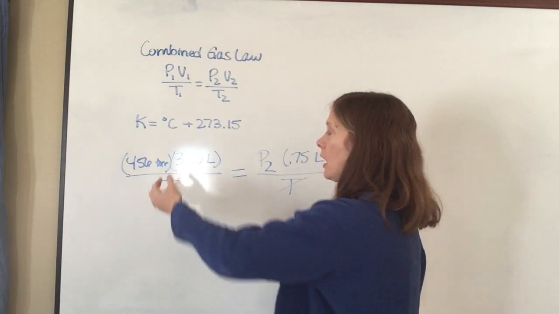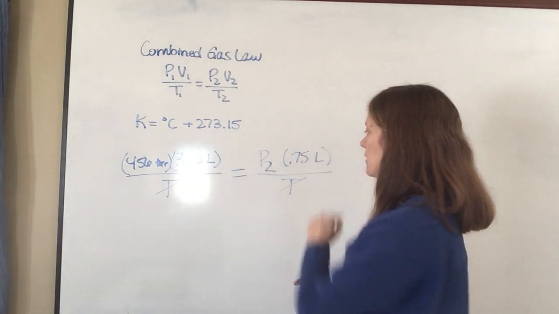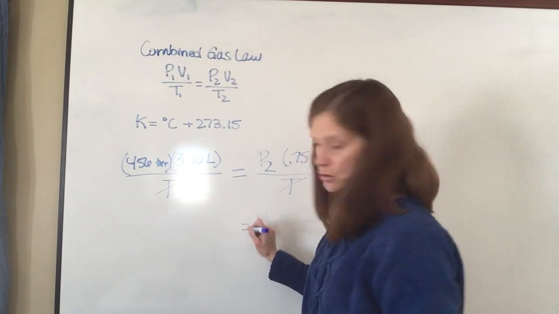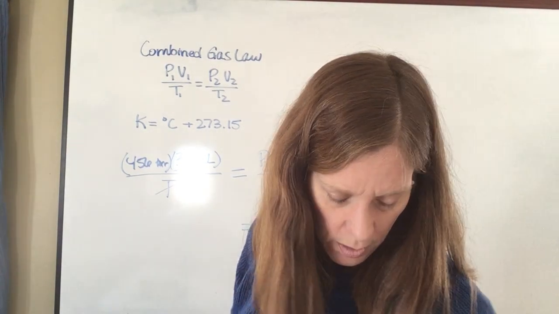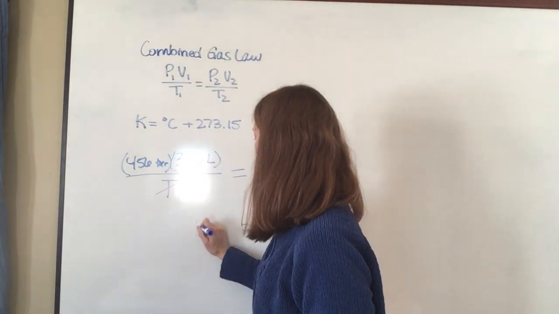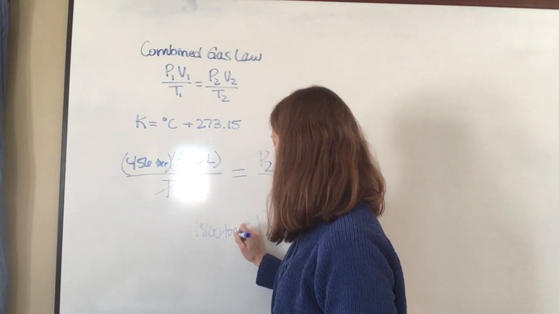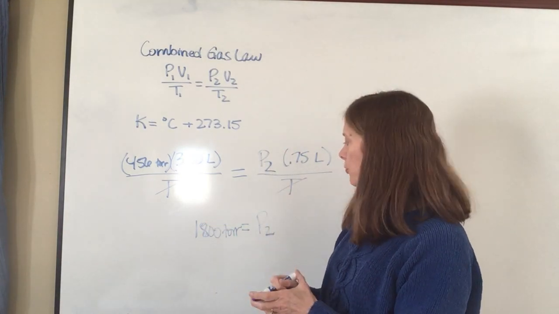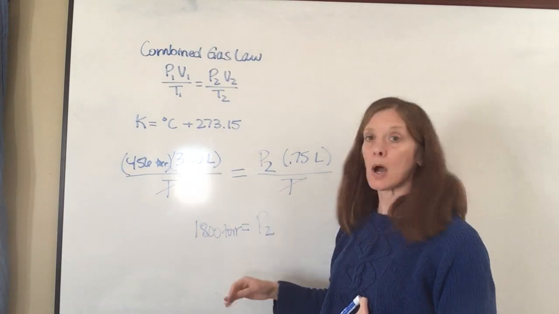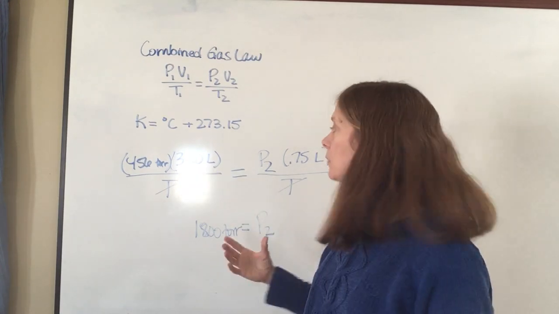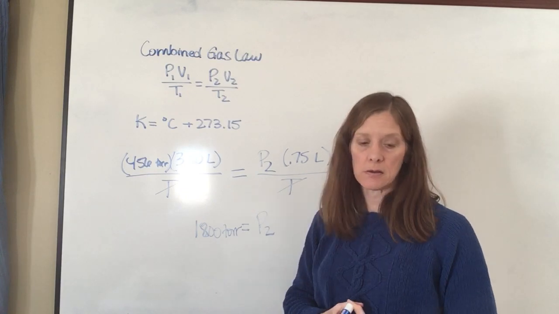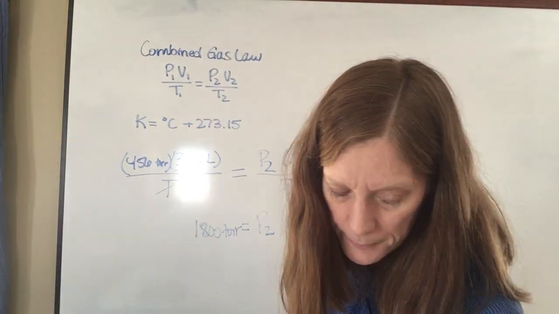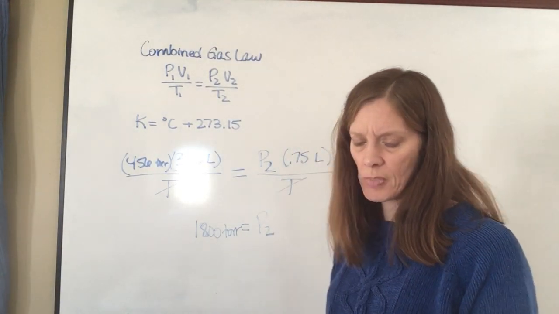So if you take your calculator, you take 456 times 3 divided by 0.75, you will end up with a pressure of 1800 torr. Okay, my marker has decided it doesn't want to work. Okay, so a new pressure of 1800 torr. So obviously what we had thought in our head was correct, and the pressure has definitely gone up.